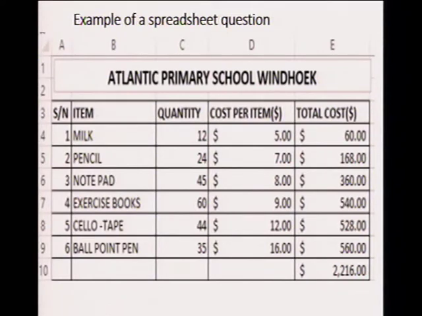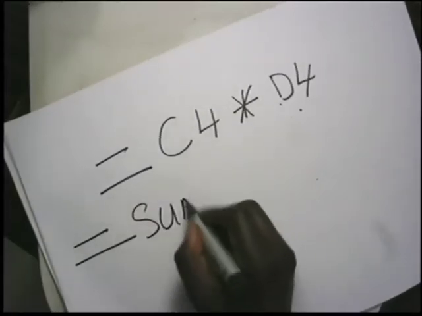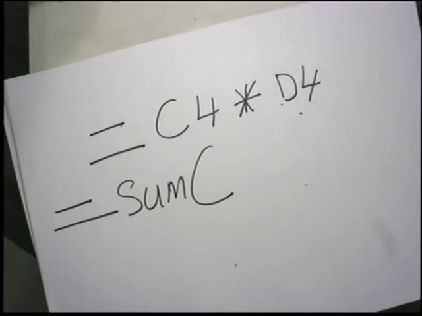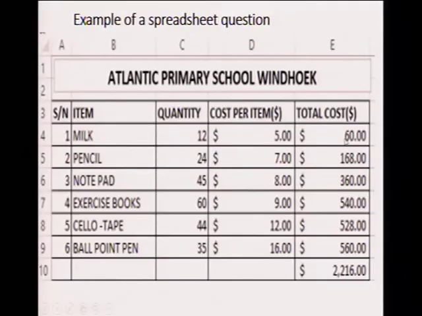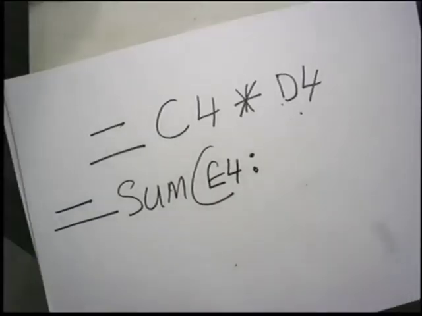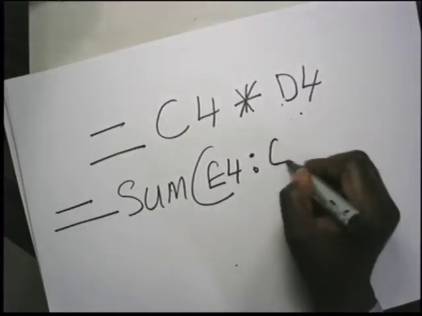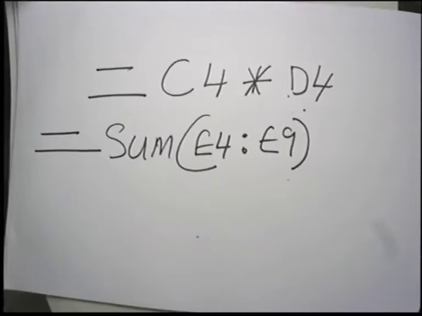Now, if we are going to add together, what do you use? You use sum. So, to write my formula there, I'm going to say equal sum, open a bracket. Remember, I added all these together, from 60 to 560. The first one is E4. Sum E4 to where? To E9. Then you close it. Sum E4 to E9. That is the formula that was entered in cell E10 to get this value.